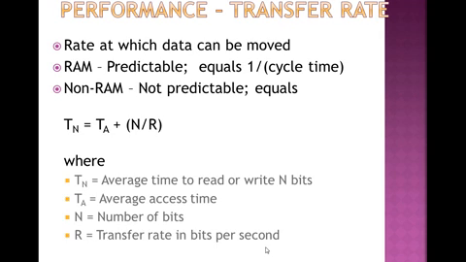Non-RAM, that is ROM, is not predictable and is generally given by Tn equals Ta plus n divided by R. Tn is the average time used to read or write n bits, Ta is the average access time, n is the number of bits, and R is the transfer rate in bits per second. So this is the formula used when non-RAM is used, which is not predictable.